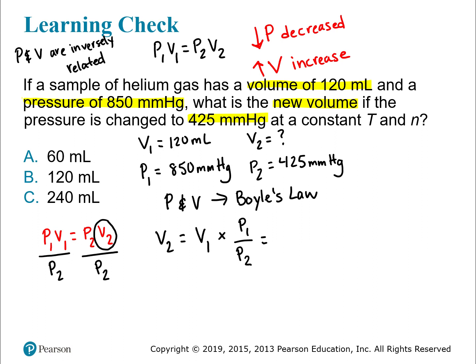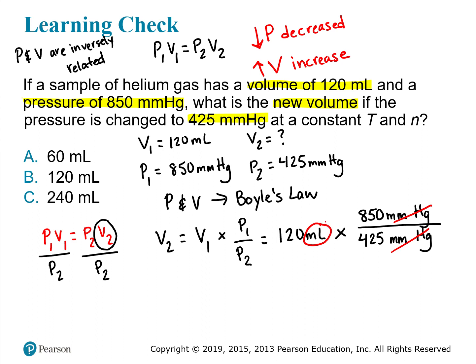Now we need to fill in everything from our given information from the problem. V1 is 120 milliliters. P1, 850 millimeters of mercury. P2, 425 millimeters of mercury. The pressure units cancel, and our answer is going to be in milliliters. Milliliters is a volume, so that's a good thing. That shows us that we solved the equation and we're getting the right units.